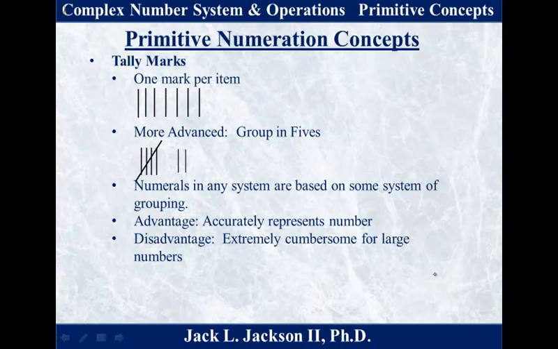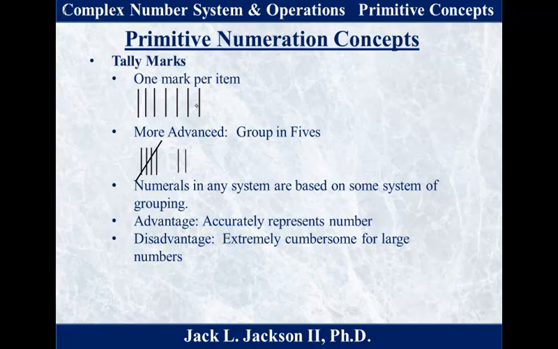So let's talk about some primitive numeration concepts. How do we represent a number? Well, one of the most basic ways is with tally marks. So here we have 1 mark per item. Here we might have a certain number of marks, and we can count these with our number system now, 1, 2, 3, 4, 5, 6, 7. But the idea is that we have a mark for every object.